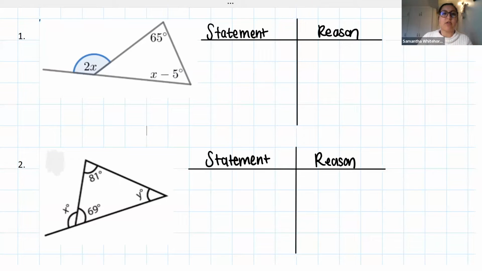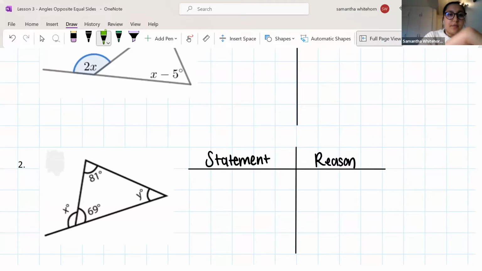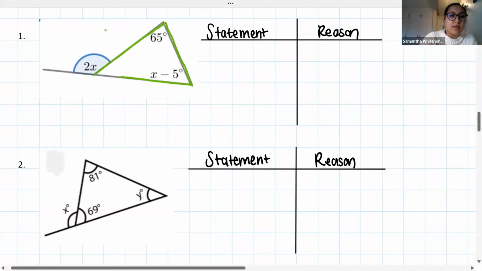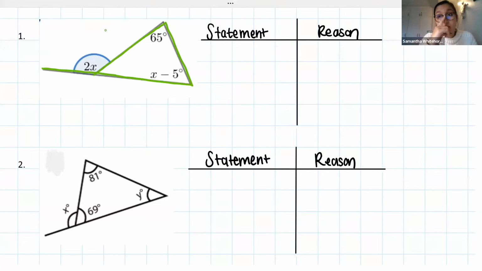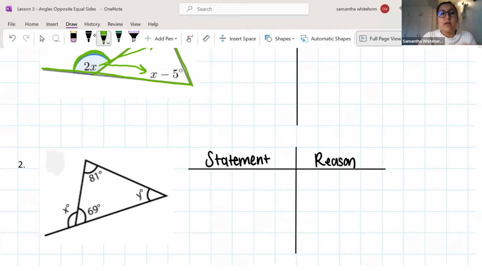Okay, guys, let's have a look. So the first one, what we see is that obviously we've got a triangle here. Importantly, because this is an extension of one of our sides, the angle 2x is created between an extension of a side and a side of a triangle. So it is an exterior angle to our triangle. And so if I want that exterior angle, I would have to add together the 2 opposite interior angles, so 65 and x minus 5.